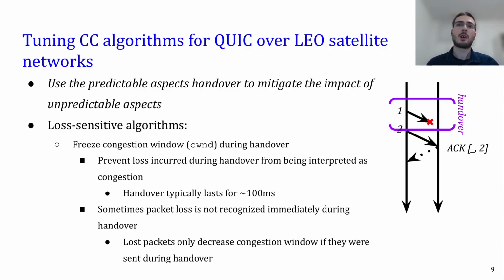This could be even worse, for example, in the case of QUIC's delayed acknowledgements, which might even take longer for us to learn of this. Therefore, in our approach, we keep track of when packets are sent, and only decrease the congestion window if they are sent during handover.